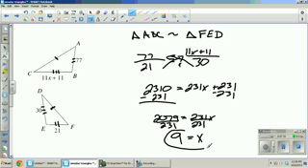So this now is 9 times 11 plus 11. But that's how you're going to have to do similar triangles.